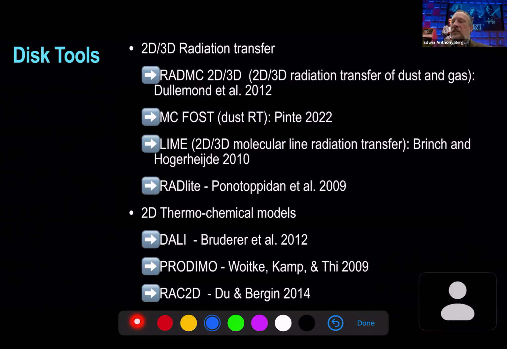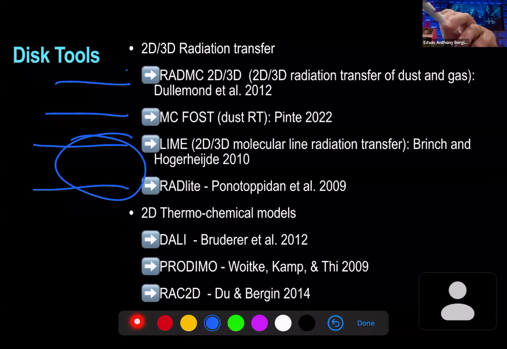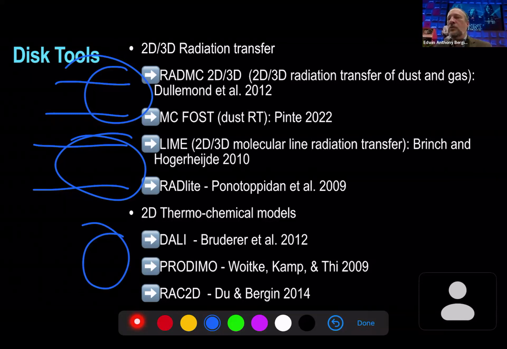So disks, there's a whole bunch of tools that you can use to analyze disks. There's things that you can do for the radiation of dust. This is for the radiation of gas. These two are gas. These are dust. And these are models to do the chemistry. This model is public. These two models you have to ask for permission to use.